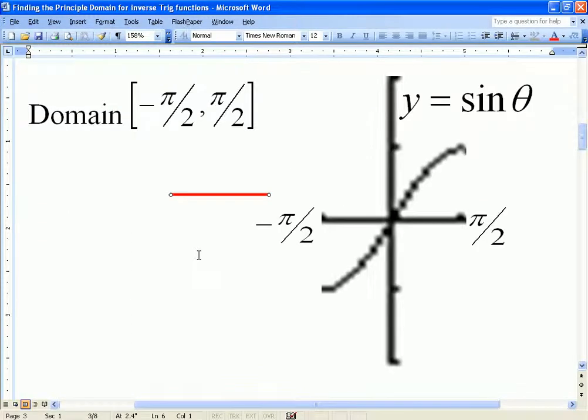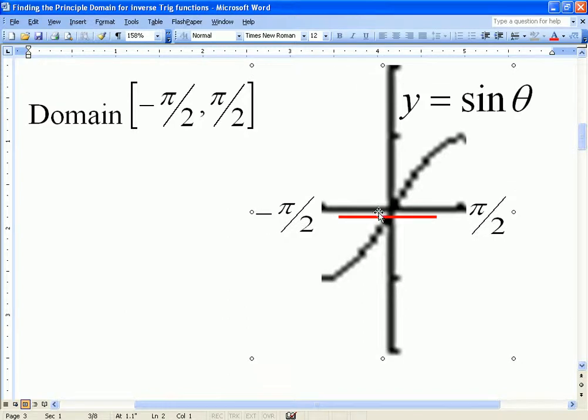I have now restricted the domain of the sine graph to be from negative pi over 2 to pi over 2. Have a look when I take the horizontal line. You will see now that it will cut the graph in one place only. As I move it along, it cuts it in one place only. If, however, I were to extend the graph beyond pi over 2, it would cut it again in 2 places. If I were to extend the graph beyond negative pi over 2, it would again cut it in 2 places.